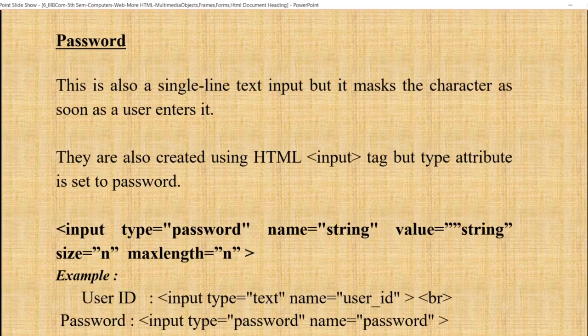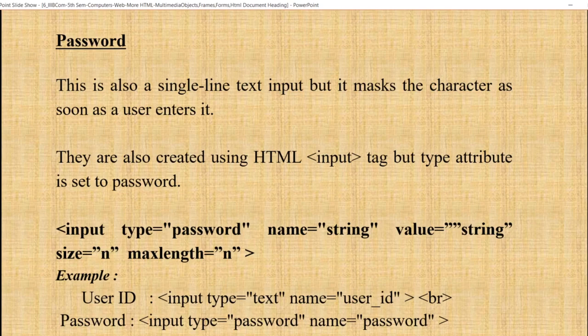Next one is password. This is also a single line text input, but it masks the characters as soon as the user enters them. If we want to hide the text in the text field, then we use type equals to password. What type of element are we using? Password. They are also created using the HTML input tag, where the type attribute is set to password.